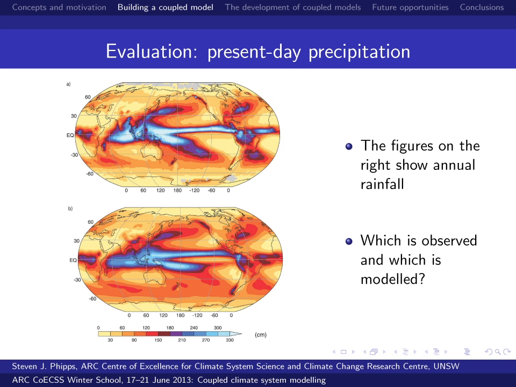So this is a figure from the last IPCC report. This is from the AR4 report. One of those panels shows the observed annual mean rainfall. The other panel shows the mean for all the different models that were in the AR4 report. Anyone like to try and guess which one's which?